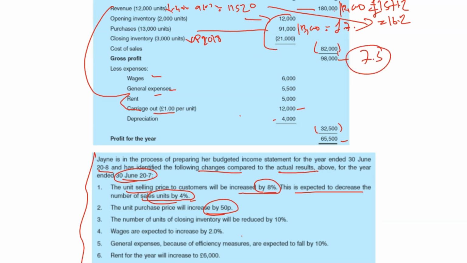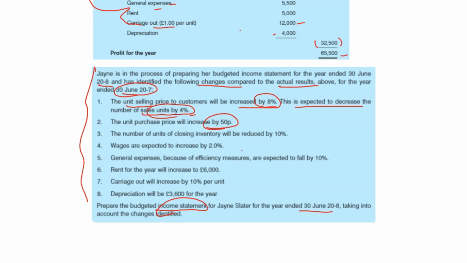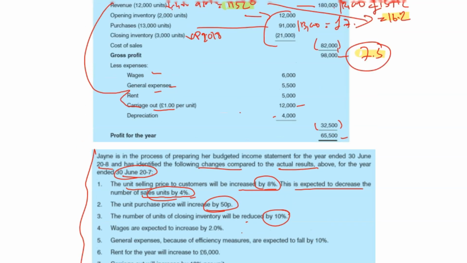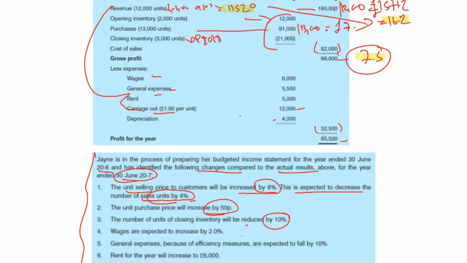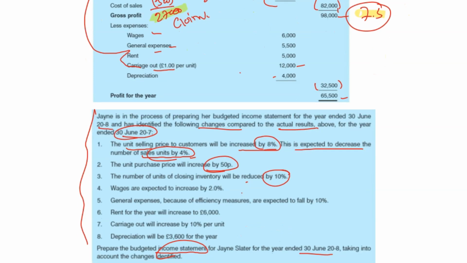Be careful with this information, highlighting for you. 1, 2, 3. We've got 3 pieces of information already. The number of units in closing inventory will be reduced by 10%. So how much is the closing inventory? 3,000. If it goes down by 10%, which is 300, so 2,700 is going to be the closing inventory for next period. They told you that's how you got to do it.